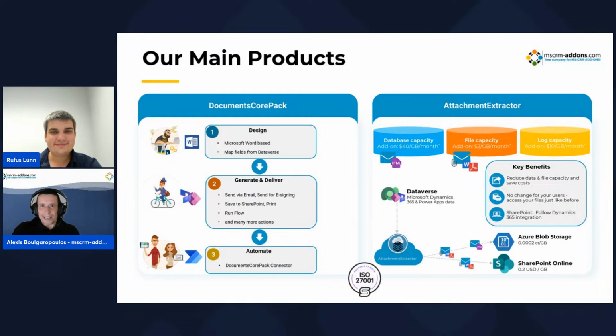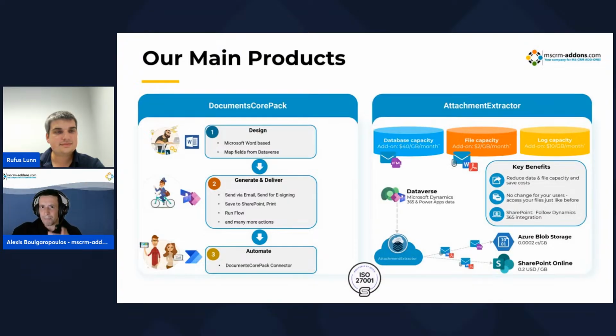Let's take a look at Documents Corepack first. Many organizations struggle with manual document processes, generating quotes, contracts, reports, and other business documents, and often it means switching between systems, copying data, and introducing risk or delay. Documents Corepack basically solves this through 3 main pillars. The first is template design. Our designer is fully Microsoft Word based, so users work in a familiar environment, and you can easily map fields from Dataverse to create dynamic templates, which are stored centrally in our templates table, making them reusable and accessible across your organization. The second pillar is manual document generation and delivery.